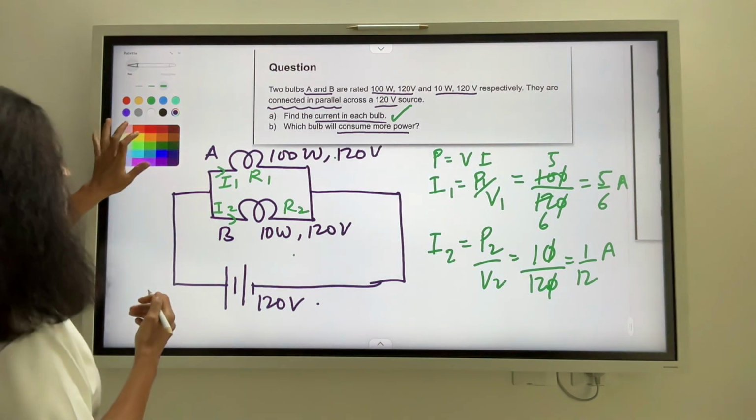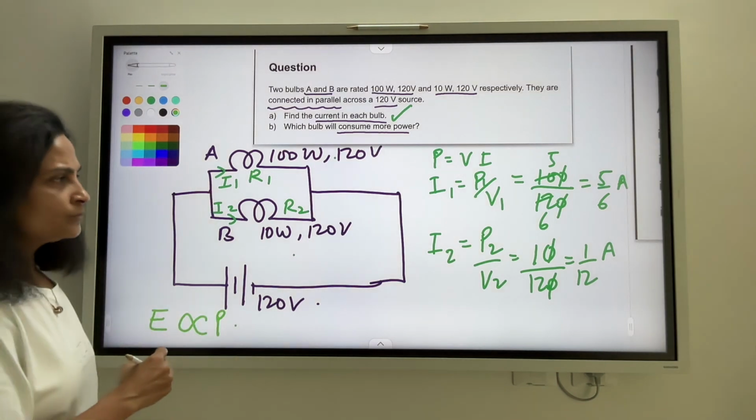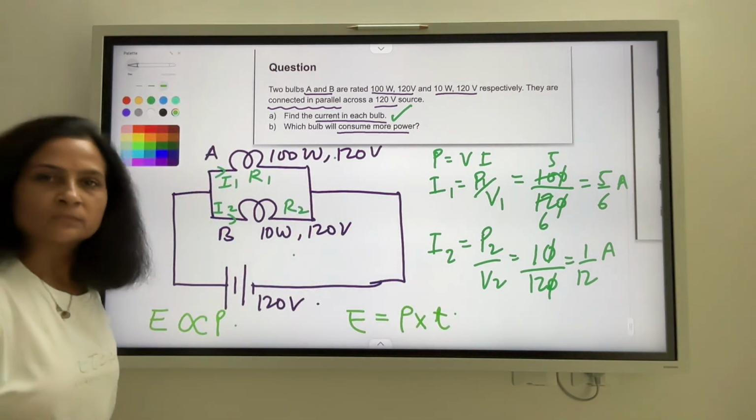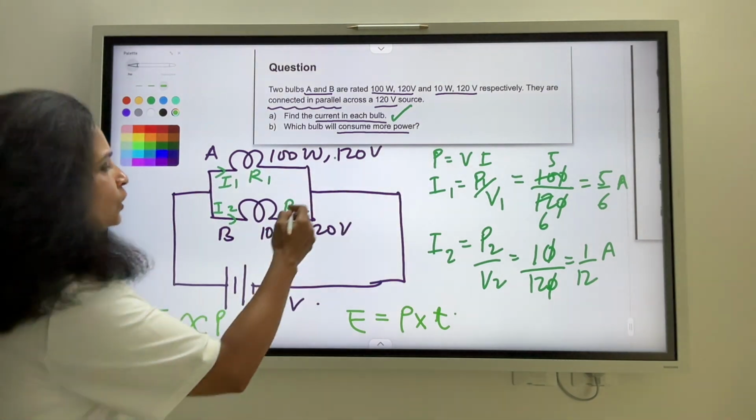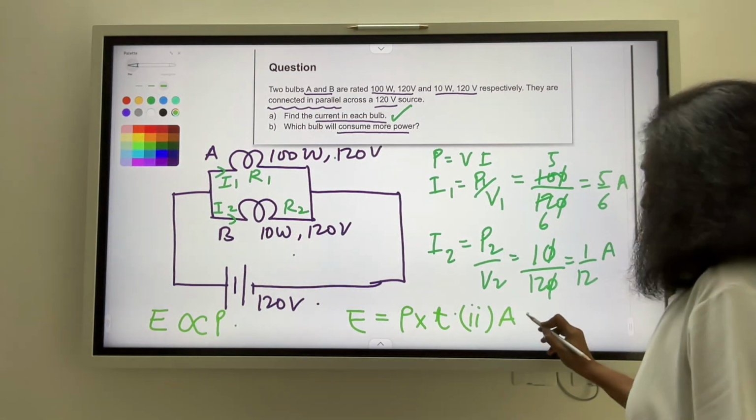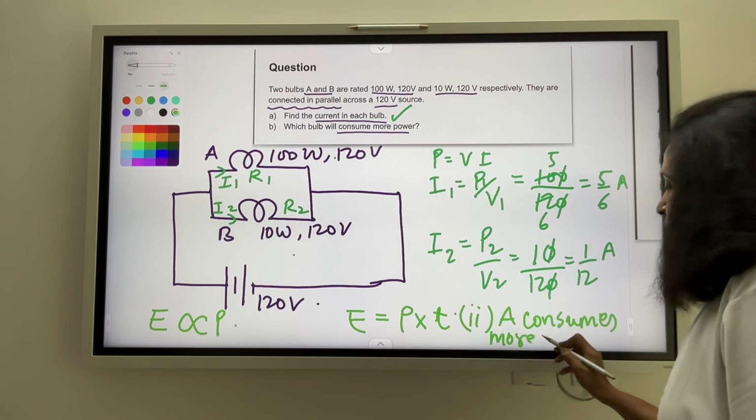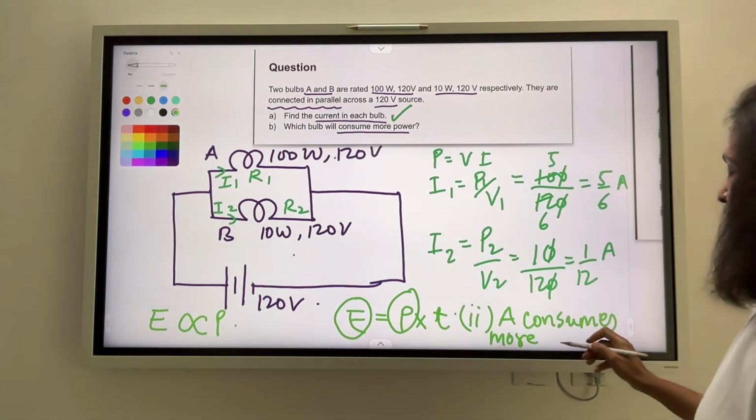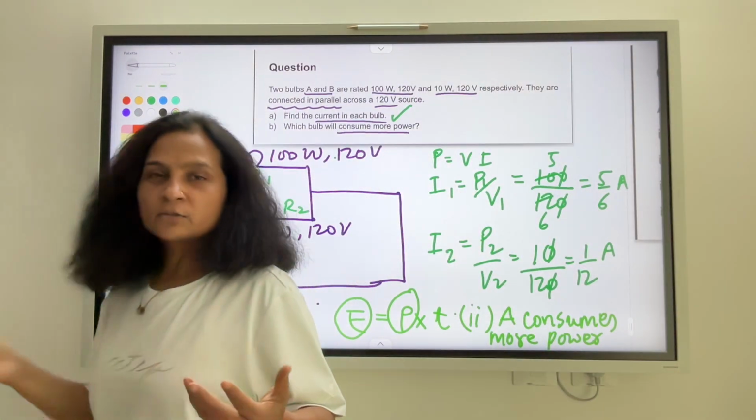ये कैसे पता चलेगा? Now we know that the energy consumed is directly proportional to power. क्यों भाई? Because energy is power into time, isn't it? It's directly proportional to power. So जिसका भी power ज़्यादा है वो ज़्यादा energy consume करेगा. So A consumes more power, and I did reason it out because, since energy consumed is directly proportional to power, therefore A consumes more power than B. So that was it. So simple tha.